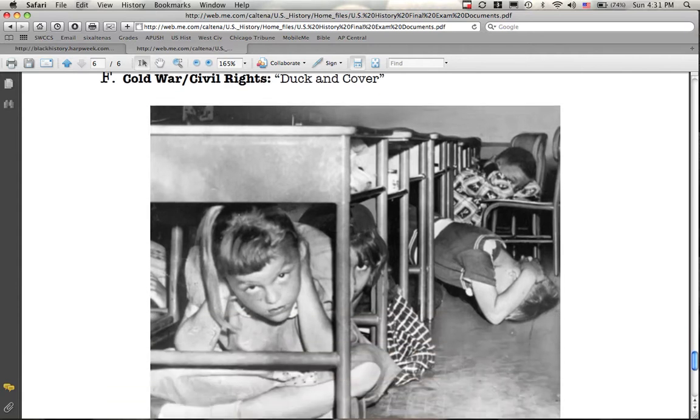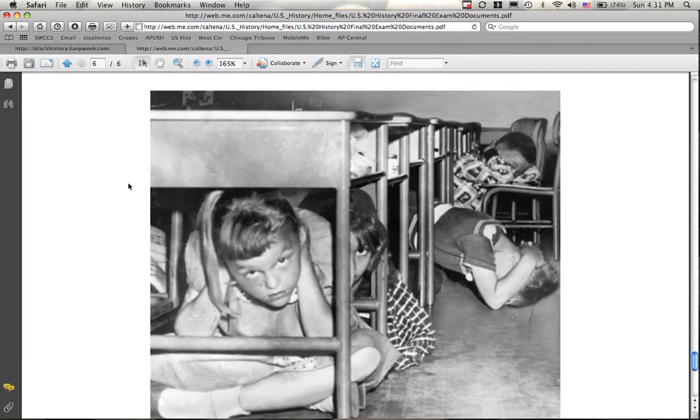All right, moving down here, the duck and cover drills. What are the kids doing? What were the conditions after World War II that led to this new war? What were the results or the outcome of this new war, this Cold War? What were some of the famous incidents in this Cold War?